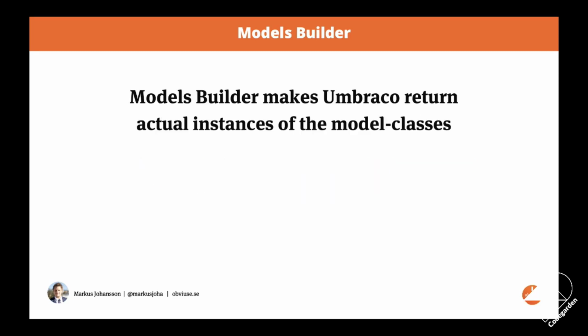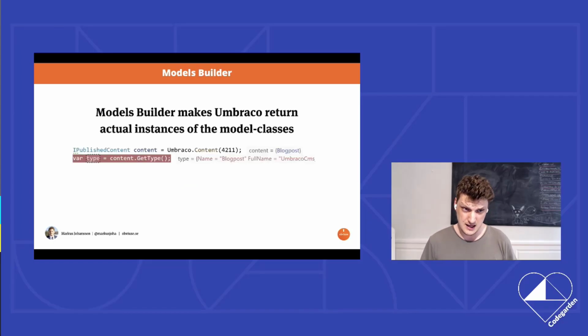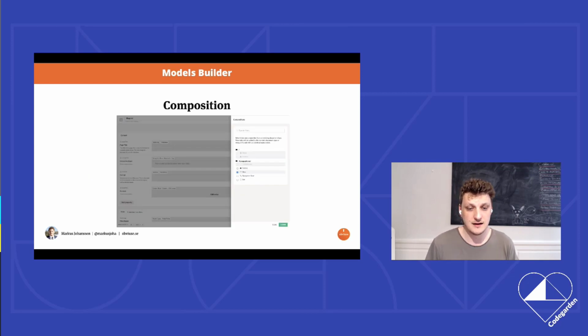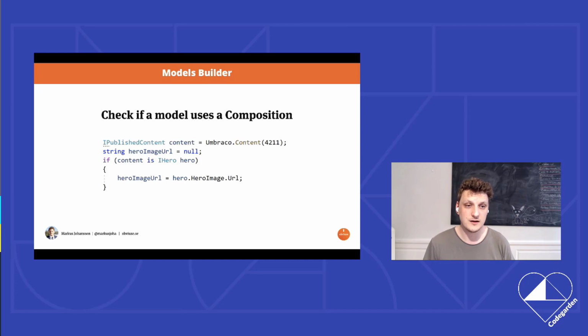And Models Builder also makes Umbraco return actual instances of the model class. So if we have a look at this, when I'm getting a blog post from the content cache here, you can see that the type of this one, even though it's an IPublishedContent, the actual type is a BlogPost. So we can just go ahead and cast it in our views if we want to. And if you're using compositions, like the example here, some kind of hero on our blog post document type, this would create an interface as a model in Models Builder that we can use when we're having an instance of IPublishedContent. We can go and check if our content is a hero, and then we can go ahead and use the hero strongly typed.